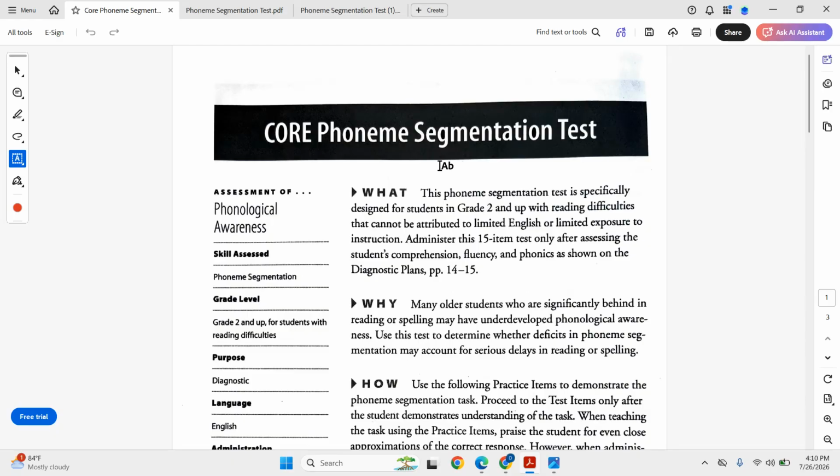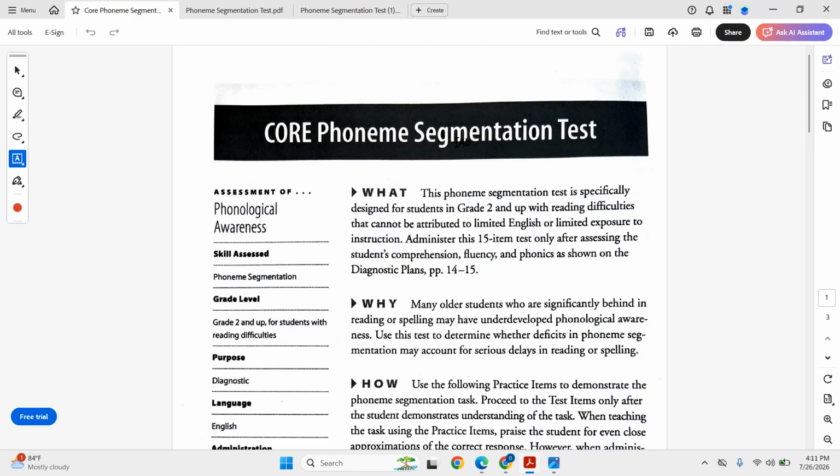Assessment or test is an individually administered diagnostic assessment designed for students in grade 2 and above who are experiencing reading difficulties. And these reading difficulties cannot be explained by mere English proficiency or by a limited exposure to instruction. The assessment measures a student's ability to segment spoken words into their individual phonemes or speech sounds, and it typically takes 5 to 10 minutes to administer.